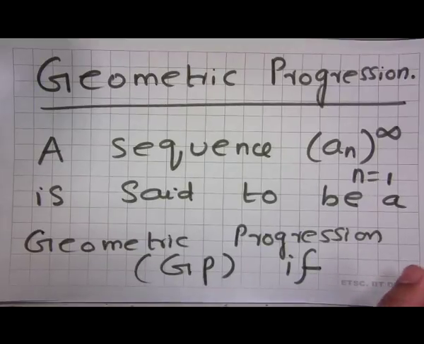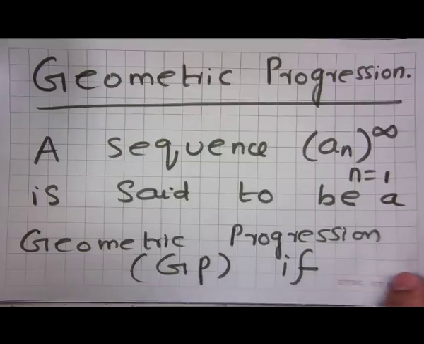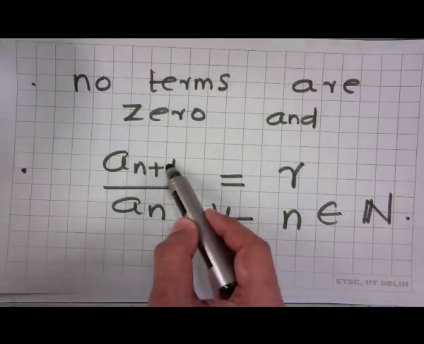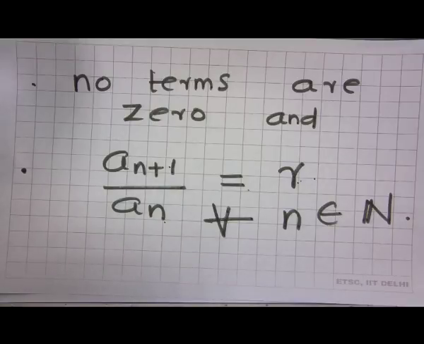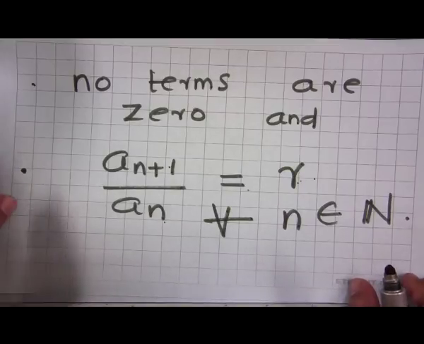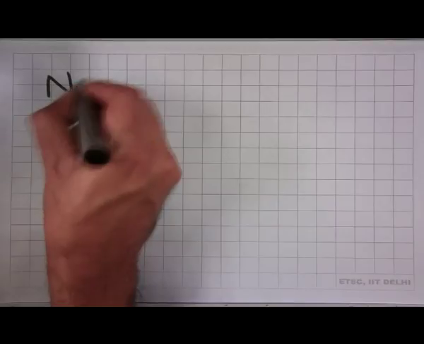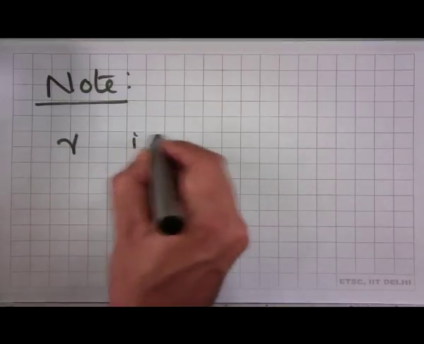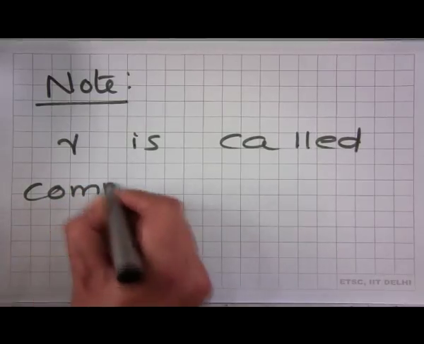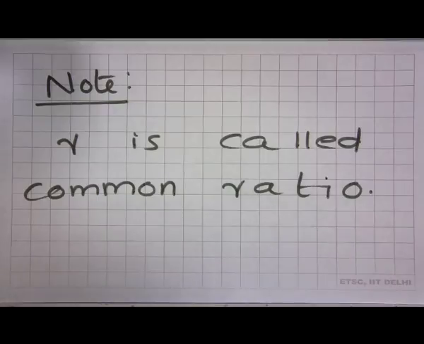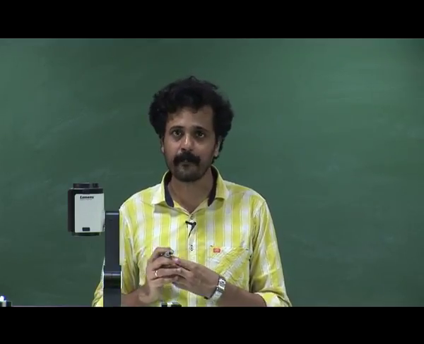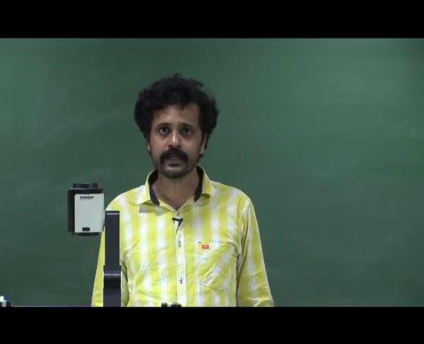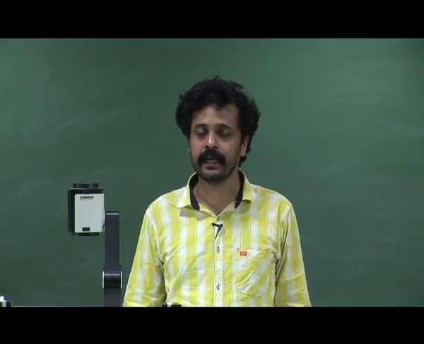Let us recall the definition. A sequence of non-zero terms is said to be a geometric progression if a_(n+1) by a_n is equal to r for every n element of N. This r, the ratio of any two successive terms which remains constant, is called the common ratio. Similar to an arithmetic progression where the first term and the common difference completely describe the progression, in case of GP, the first term and common ratio completely describe a geometric progression.